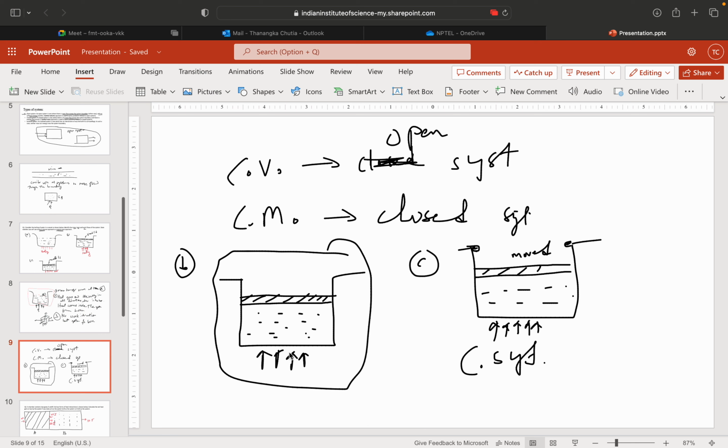Input will be only from this side and output will be from the rest of the sides of the container. And the third part was that work transfer will always be 0. And the fourth one here is the control volume approach or control mass approach.